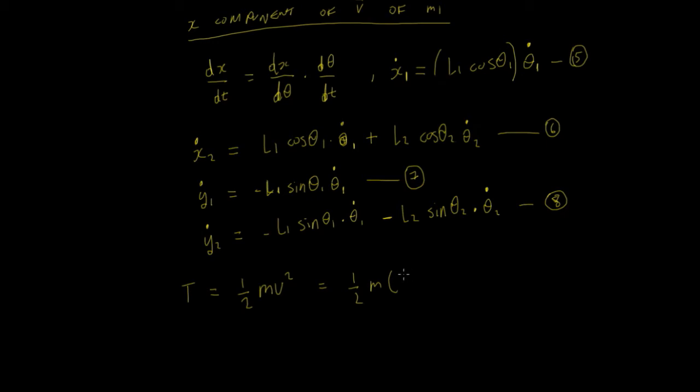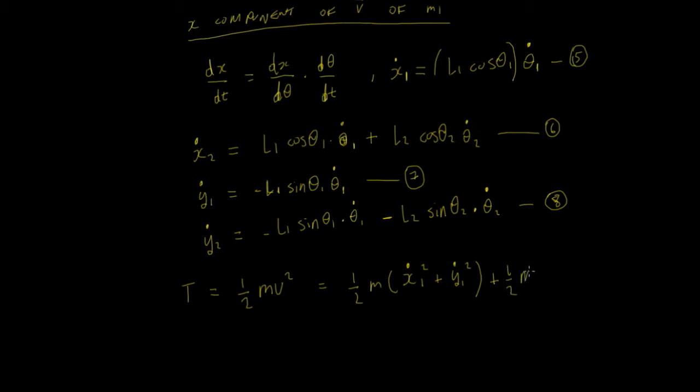So we could say the velocity squared goes as x1 dot, the rate of change of position in the x direction with respect to time, plus y1 dot, the rate of change of position in the y direction with respect to time, all squared. So this is the squared value here. Okay, so that there would be the kinetic energy for the mass m1.